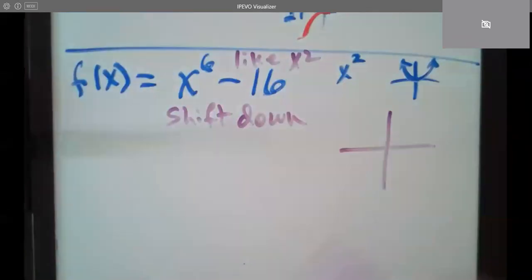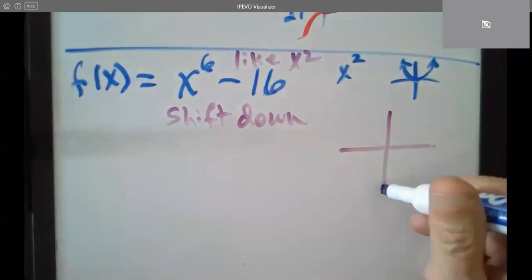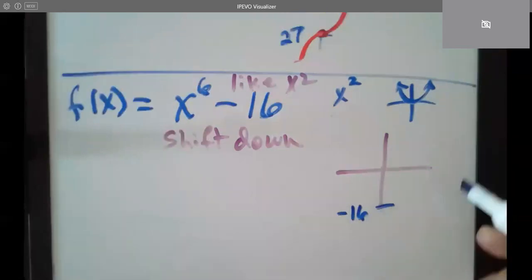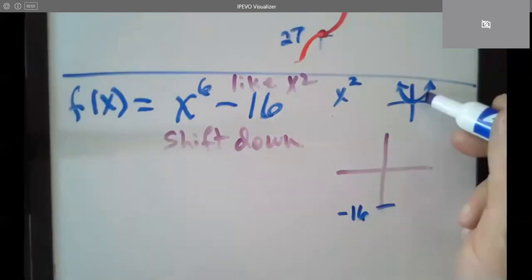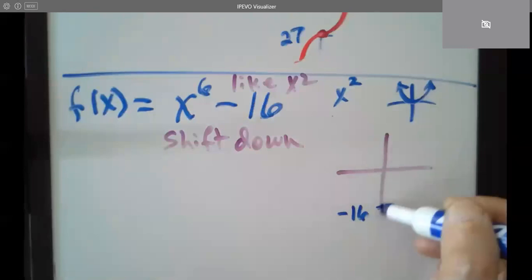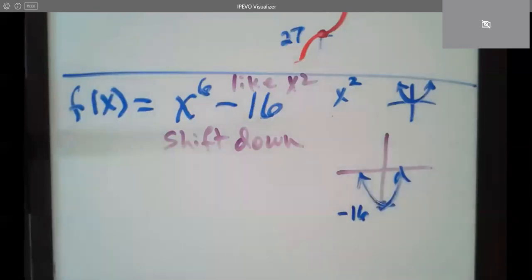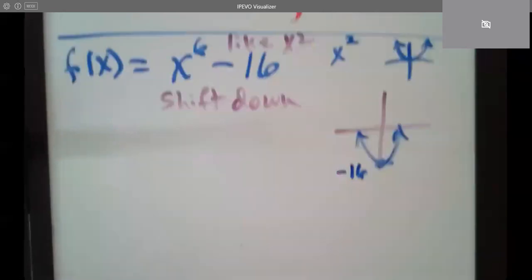Okay, so we draw our graph, but it's good that you answer because that's how you learn, right? So now this will be down here at negative 16. And so we have our parent graph, so this graph is going to be down here. And there we go. Okay, questions? Okay. And then one more.